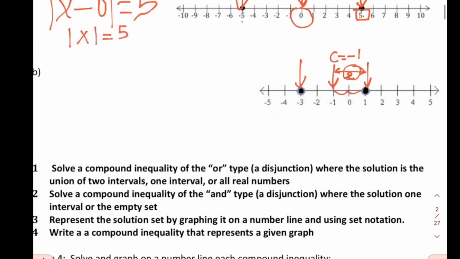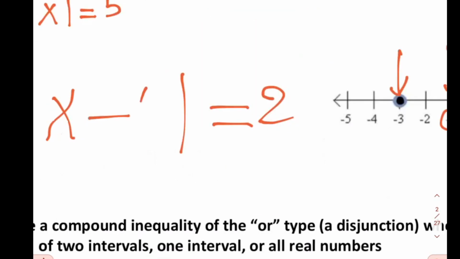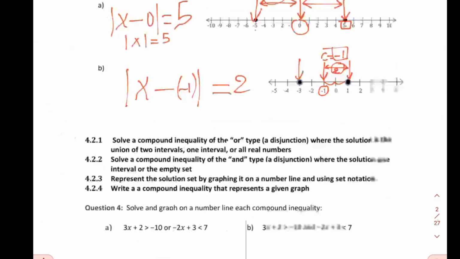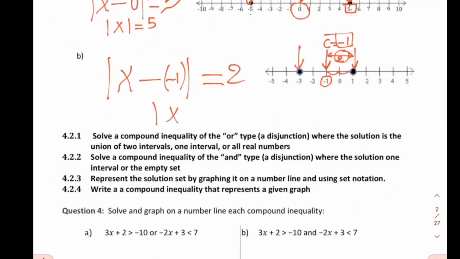This is your absolute value. So what do you say? You say absolute value of x minus your center, which is minus negative 1, equals 2. And this gives you absolute value of x, with these two minuses becoming plus 1, equals 2. And we are done.